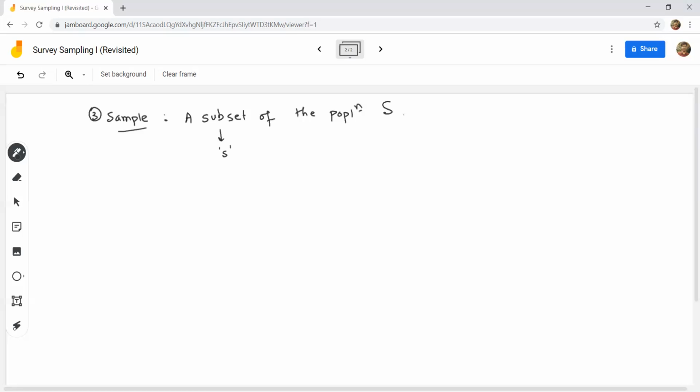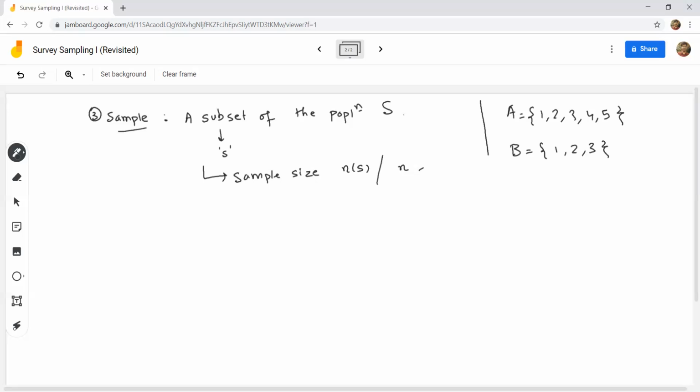And we call this the sample size. There are various notations. You can use n of small s, or you can also use n. Anything works. So the thing is, in normal set theory, what we mean by subset is that suppose you have a set, say A, which is {1, 2, 3, 4, 5}. And by subsets, we mean, say, I take a subset B, which might be {1, 2, 3}, or a subset C, which might be {2, 3, 5}. Okay, so these are all subsets of A.